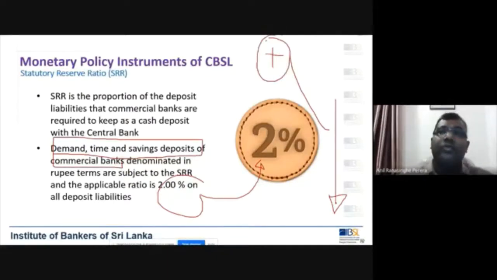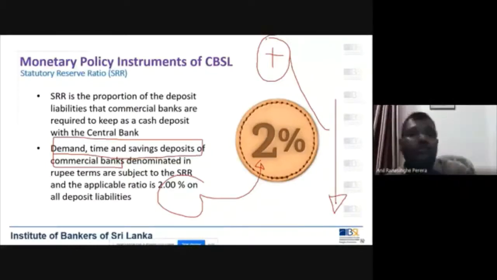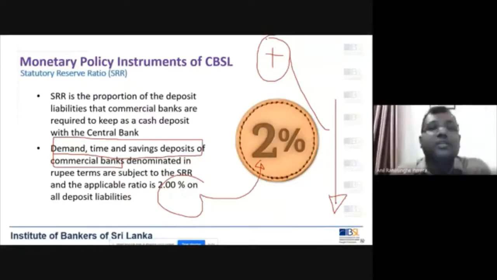So during the coronavirus period, we know people needed money. The economic activities required money. So while reducing interest rates, the central bank has been injecting money by way of reducing the statutory reserve ratio.